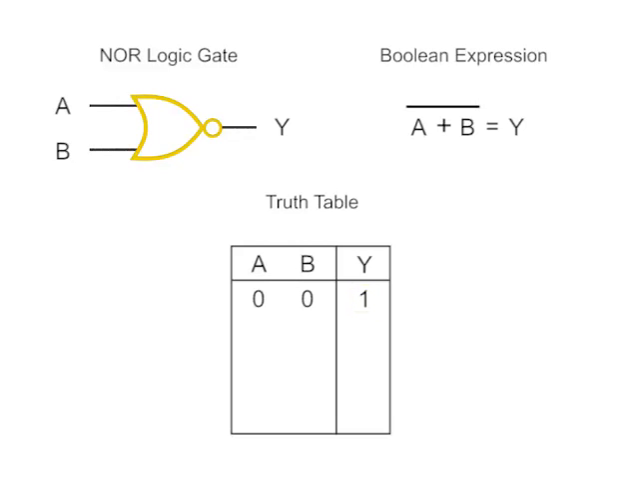Completing the NOR gate inputs in the truth table with an inverted output reveals that the output is low when any input is high. Conversely, when all inputs are high, the output is low.